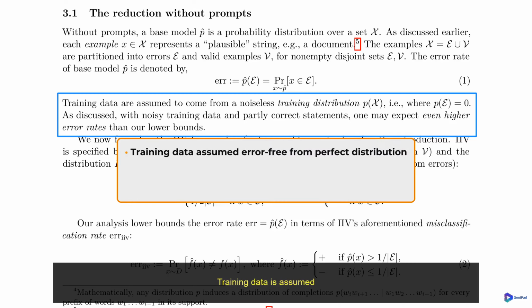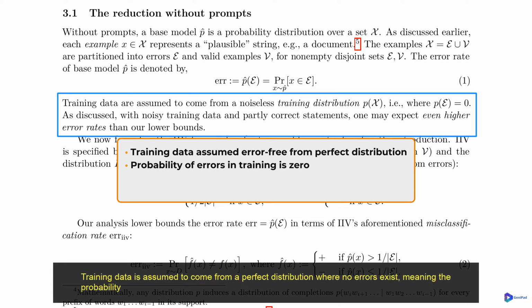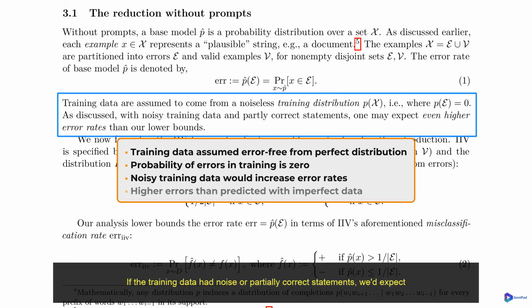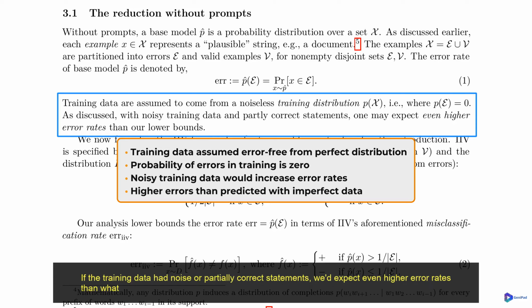Training data is assumed to come from a perfect distribution where no errors exist, meaning the probability of errors in training is 0. If the training data had noise or partially correct statements, we'd expect even higher error rates than what our analysis predicts.